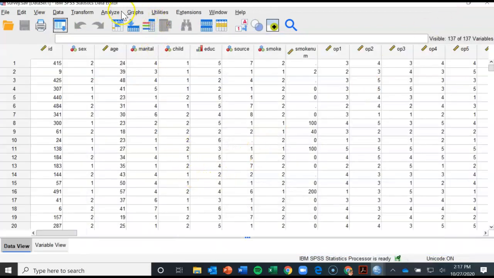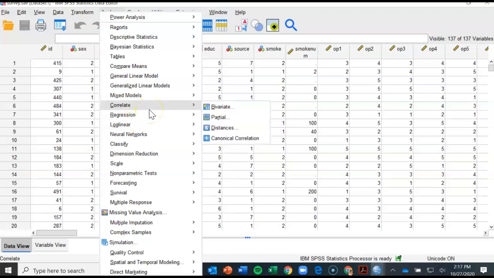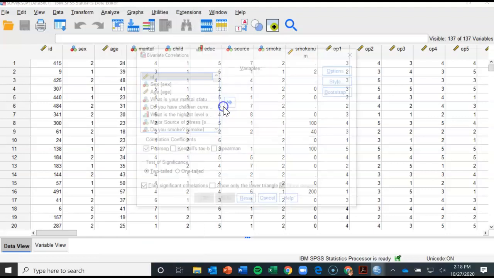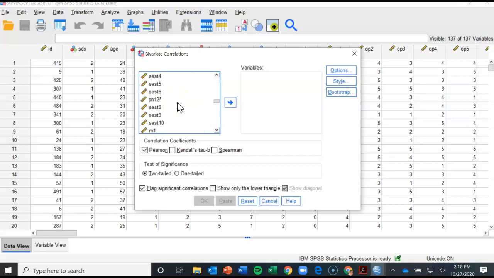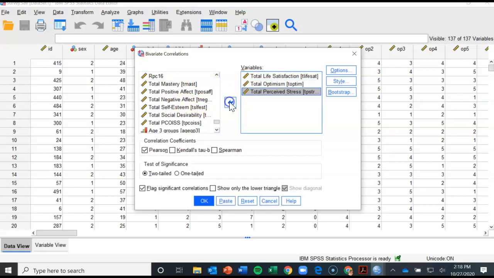Now the next step for my correlational hypotheses is to run the Pearson correlations. Now if you remember back to your Pallant lesson on correlations, we are going to go to correlate, bivariate. Again, we need to find the variables that we want in the analysis. And I'm going to select life satisfaction first, then optimism, then perceived stress. I want the Pearson correlation. I do not need the Spearman. I'm not doing the non-parametric option here. I want it to be two-tailed. I want to flag the significant correlations.